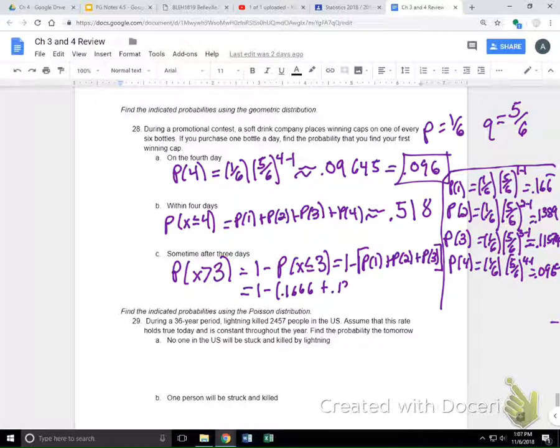So 0.1666 plus 0.1389 plus 0.1157. And when we do all of this, we end up with 0.5787. Nope. I have a 7. That's a 5. That's a 7. I'm sorry that this got messy, but I'm just trying to make sure we get done in time.